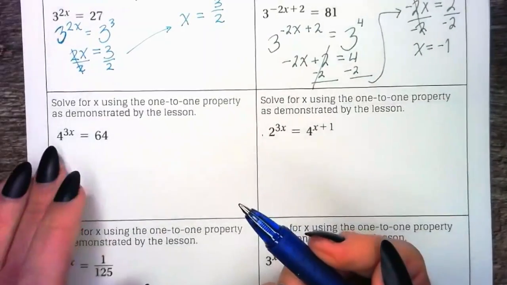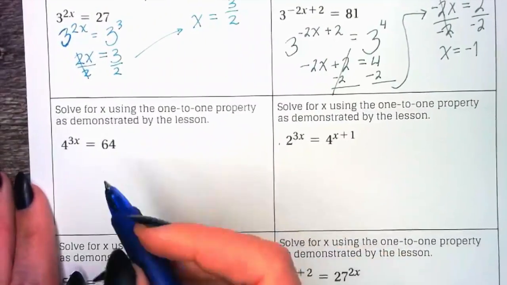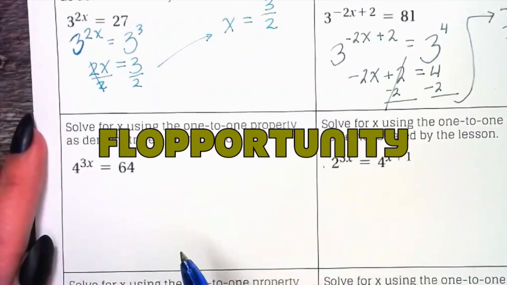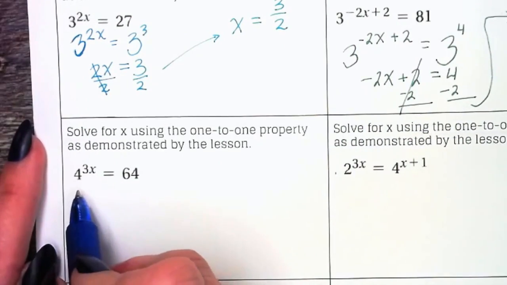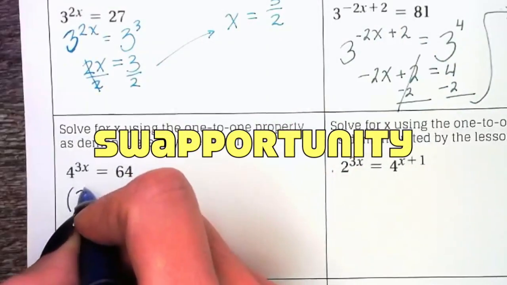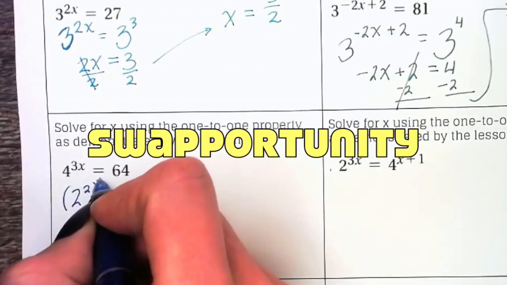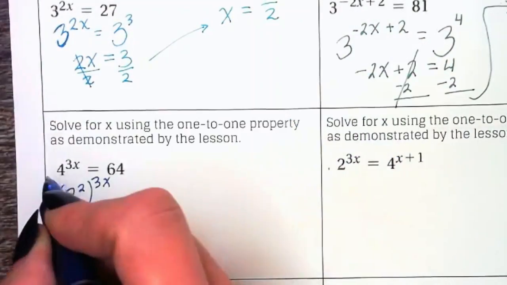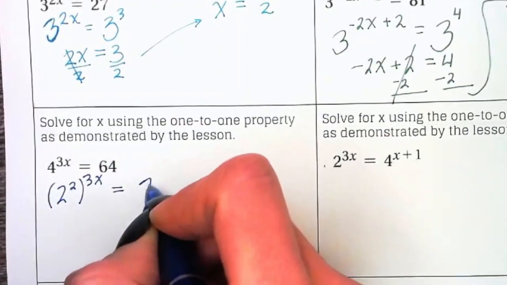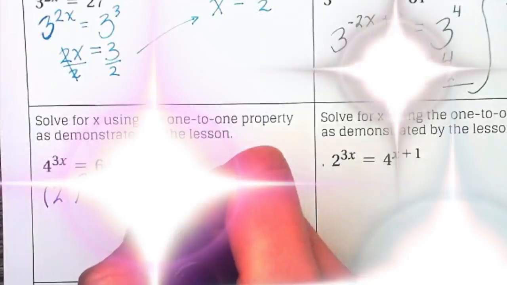Our next example, we have a 4 and a 64. Now, you can do this problem by using 4 to rewrite the 64. And we can make it 4 to the third. But I always try to go down to the smallest number, so let's look at it that way. 4 is the same as 2 to the second. 2 to the second is being raised to the 3x because 4 is 2 to the second. 64 is 2 to what power?